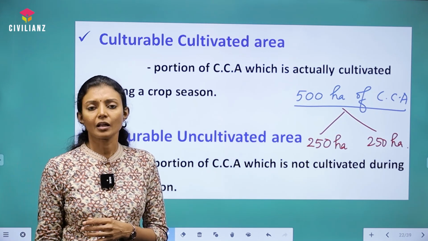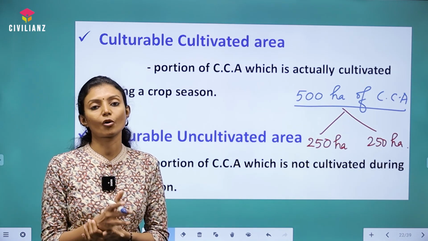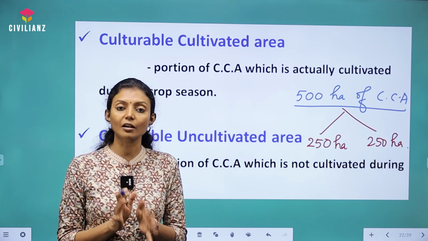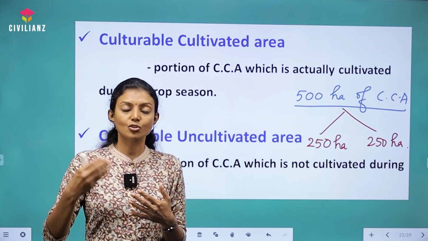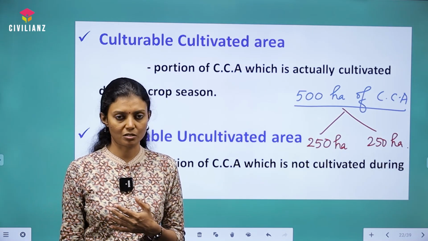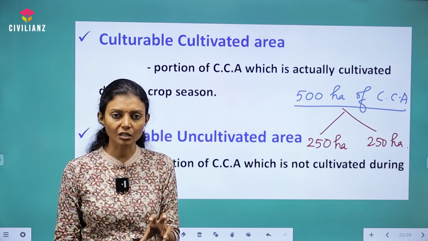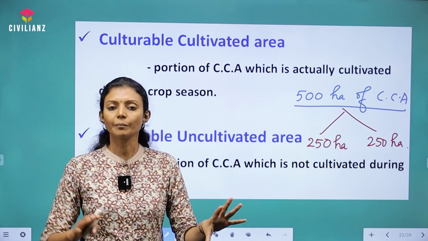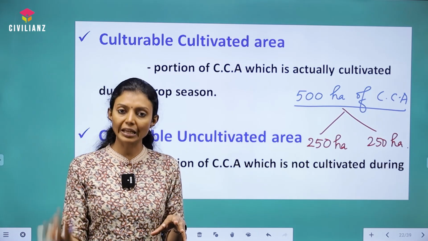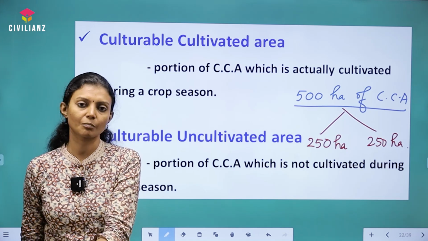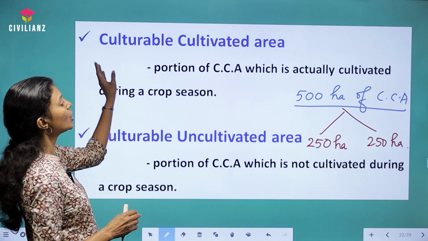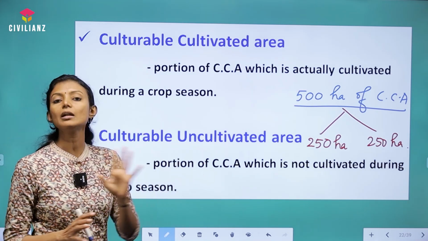Why do you practice like that? That is to maintain the fertility of the soil and to maintain the soil moisture. If you are continuously cultivating 500 hectares throughout the year, the soil loses its moisture balance and its fertility, and it will be good for nothing in a couple of years. So, you don't do that. You cultivate a particular portion in a season, and the other remains at rest for the season. For the next season, you will be cultivating in that particular area and giving rest to the other portion. That is why it is divided into culturable cultivated area and culturable uncultivated area.